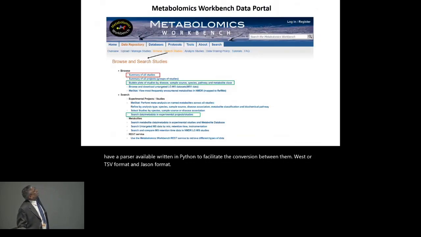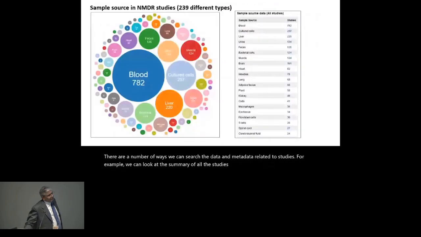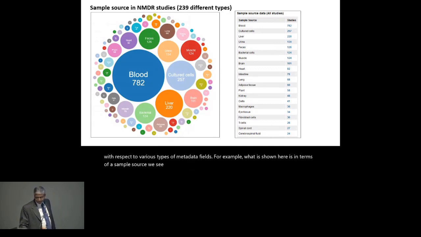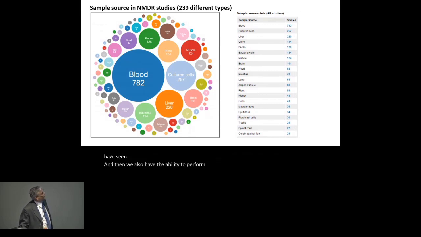There are a number of ways we can search the data and metadata related to studies. For example, we can look at the summary of all the studies. Then we can look at bubble plots with respect to various types of metadata fields. For example, what is shown here is in terms of sample source, we see that blood is one of the most prominent sample sources that we have seen. And then we also have the ability to perform free text search to find information on the different studies.